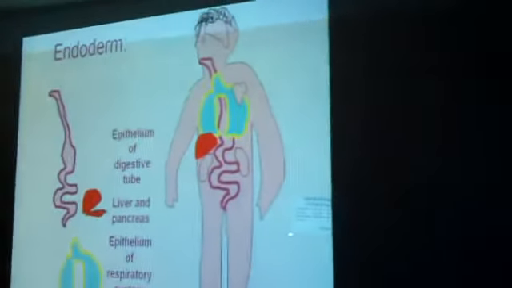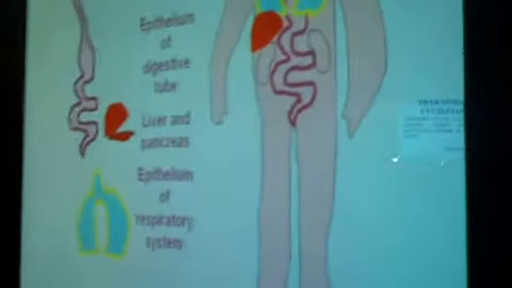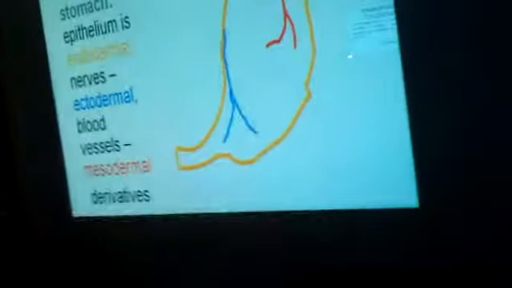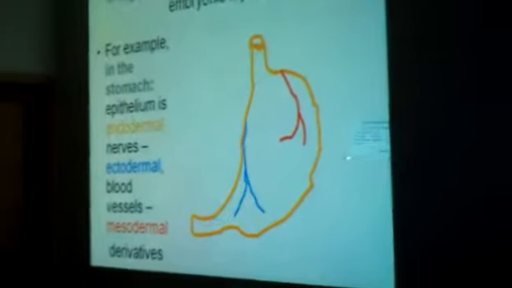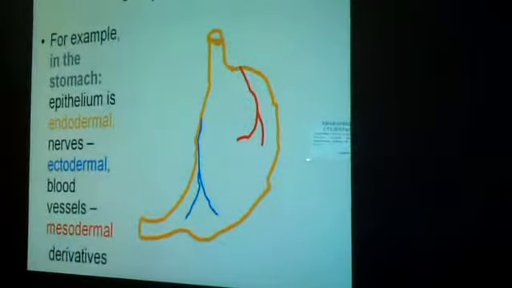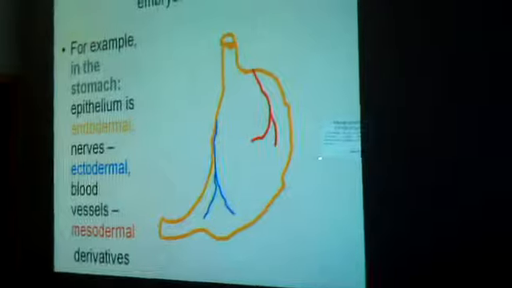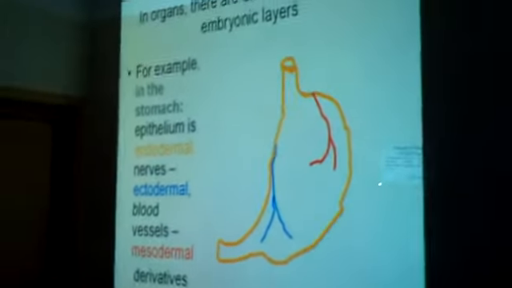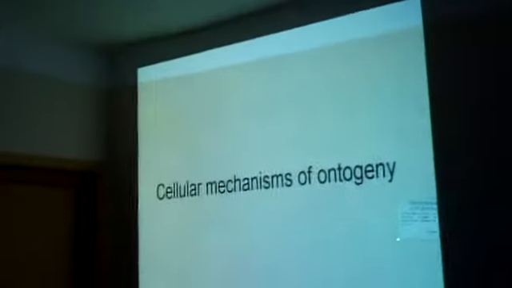Derivatives of endoderm: liver, pancreas, I didn't show pancreas. And as a conclusion, in every organ we can find different derivatives of different embryonic layers, germ layers. Epithelium is endodermal, nerves from ectoderm, blood vessels from mesoderm. Now, when we finish this part, then if we need a break, we have a break.